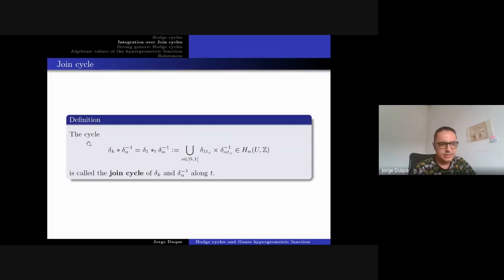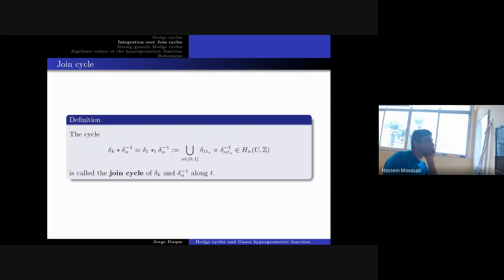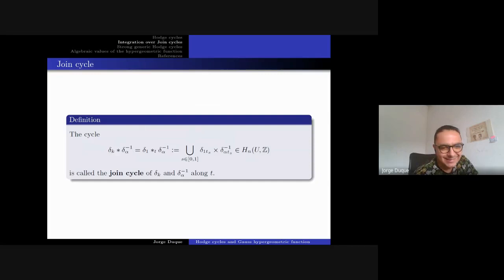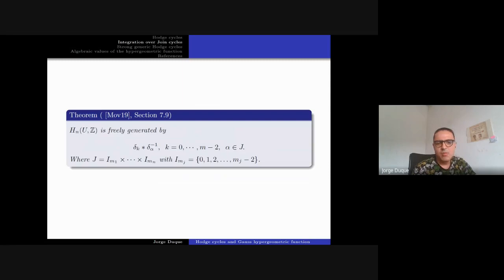This is just the formalization of the intuitive idea in the previous slide. The idea of joint cycles comes mainly from singularity theory, and the book of Arnold, Gusein-Zade and Varchenko. The definition: you take two vanishing cycles, you take the union, this Cartesian product. This is the notation. The joint cycle satisfies the following proposition or theorem. The n homology of U has a basis of joint cycles.